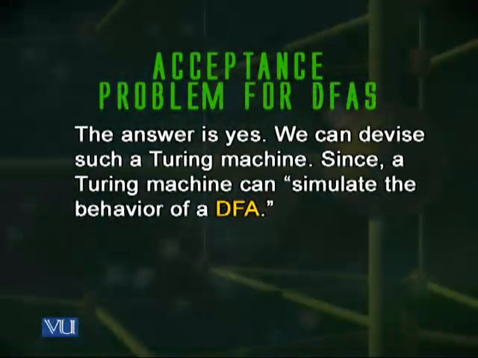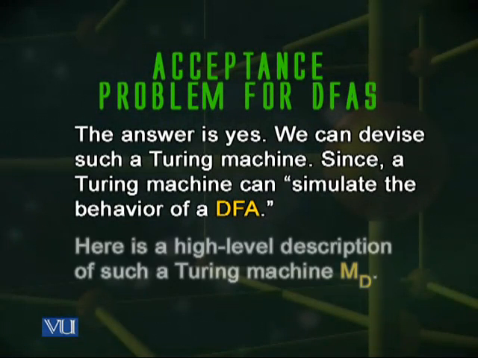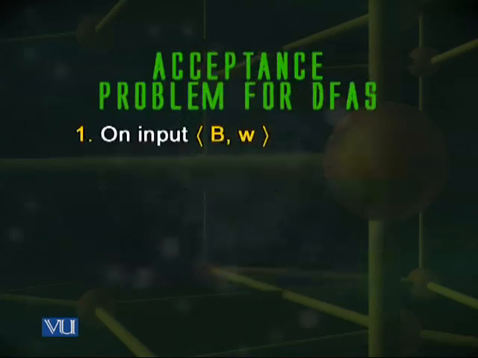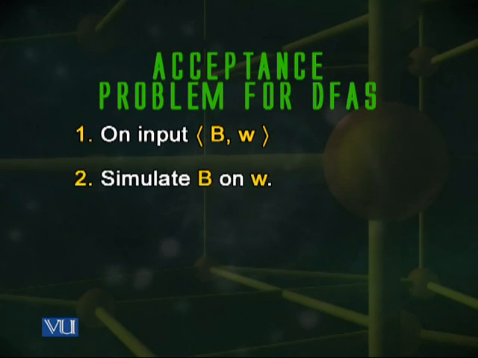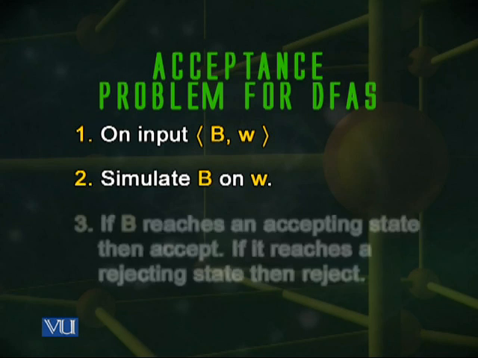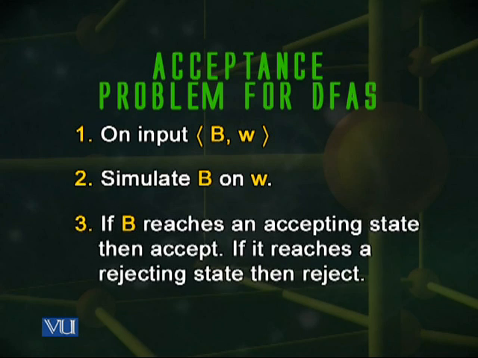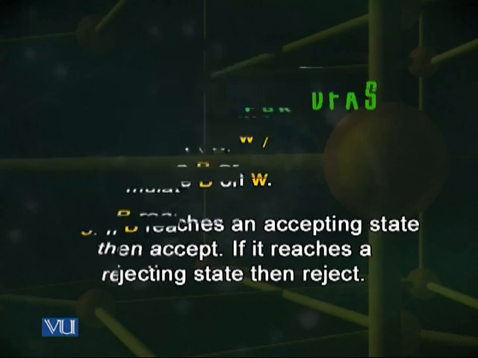We can devise a Turing machine, since a Turing machine can simulate the behavior of a DFA. Here is a high-level description of such a Turing machine. On input which is an encoding of a DFA B and W, the Turing machine will simulate the behavior of B on the string W. If B reaches an accepting state, then we will accept. If B does not reach an accepting state, we will reject.